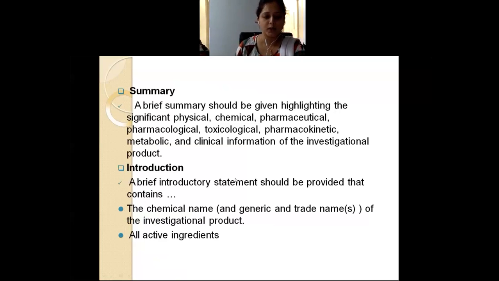First, starting with the summary. The summary should not exceed 2 pages. It should be almost 2 pages and highlight the significant physical, chemical, pharmaceutical, pharmacological, toxicological, pharmacokinetic, metabolic and clinical information of our investigational product.